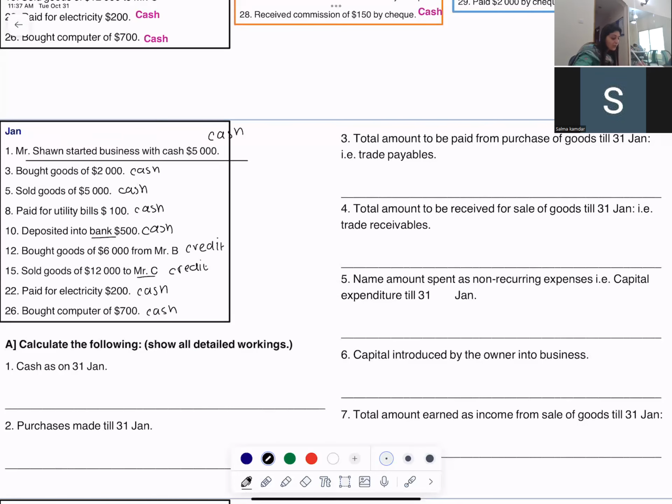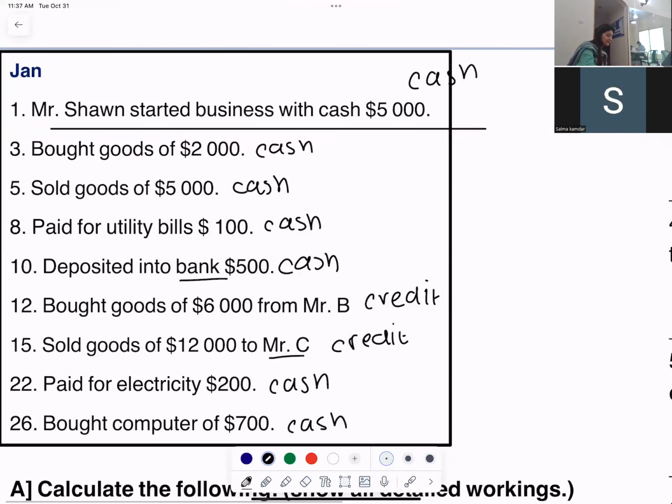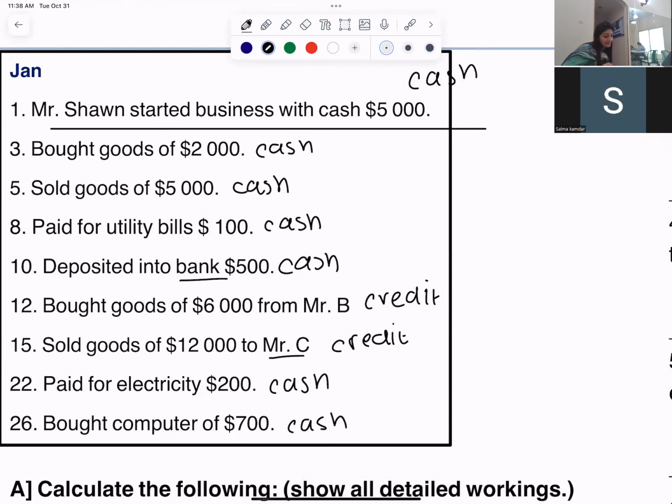So now you know whether a transaction is a cash transaction or a credit transaction. At the initial stages, till you are through, you should also try and analyze whether cash is coming into the business or cash is going out of the business.